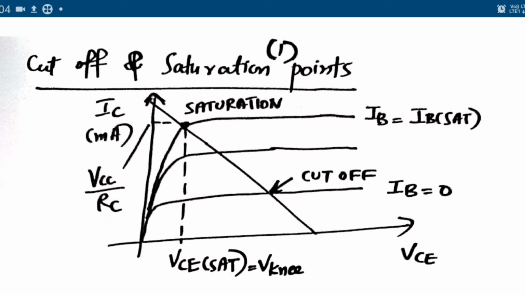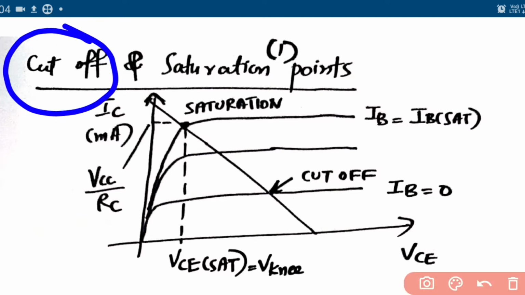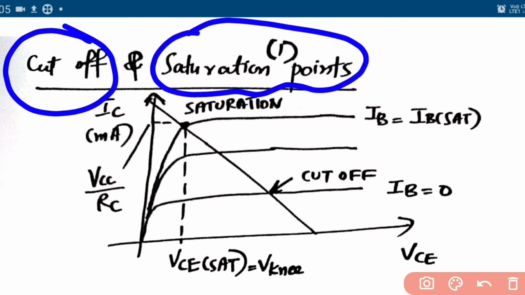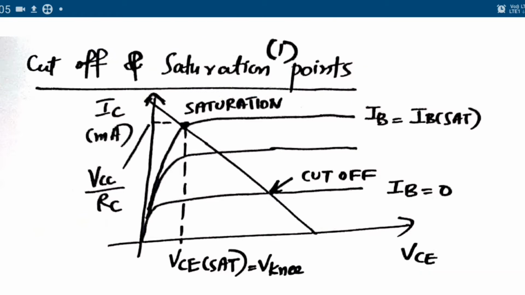Today, we see the cutoff and saturation points for a transistor connected in common emitter mode. Okay, cutoff and saturation points. These points are very important. And how do we find these points?